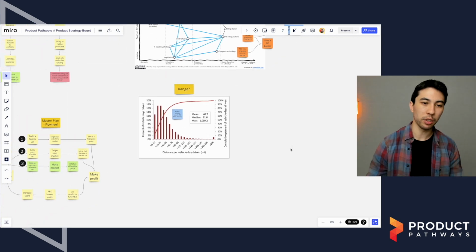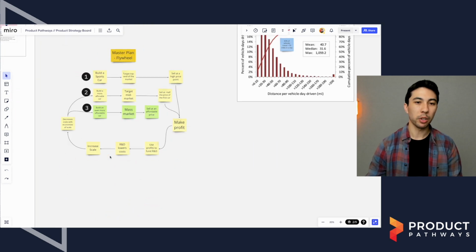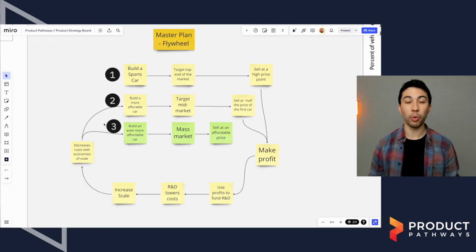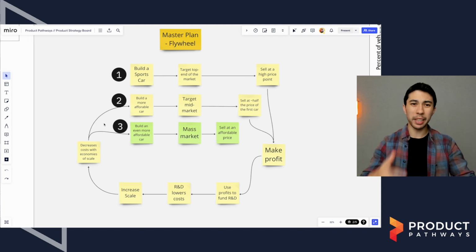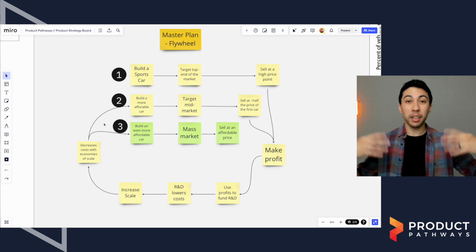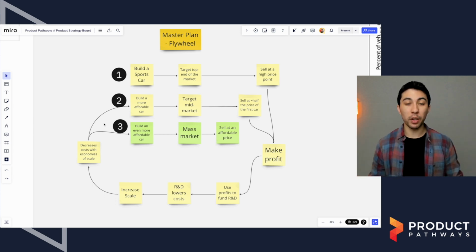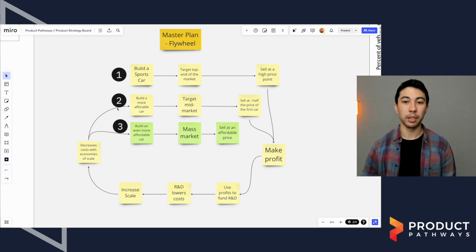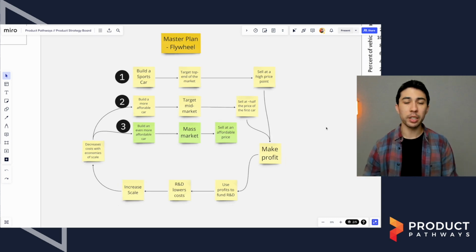Other things we might look at is like, well, how much range do we need to have? We might be looking at cost versus benefit. We might also be looking at like the flywheel. How do we build a flywheel around that? And in a way, the master plan, the 3-step master plan is a flywheel. It's an internal flywheel. It's not so much of a customer flywheel, but it's an internal flywheel where one product feeds the next product, which feeds the next product, and so forth. So you can model all these things out.